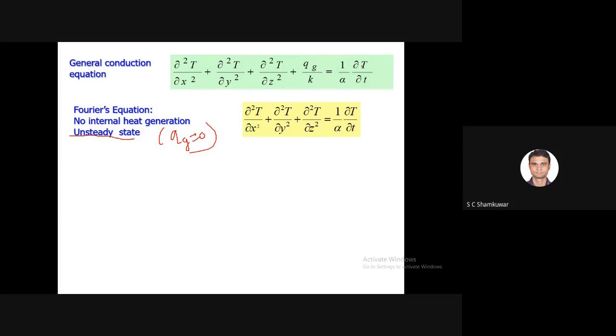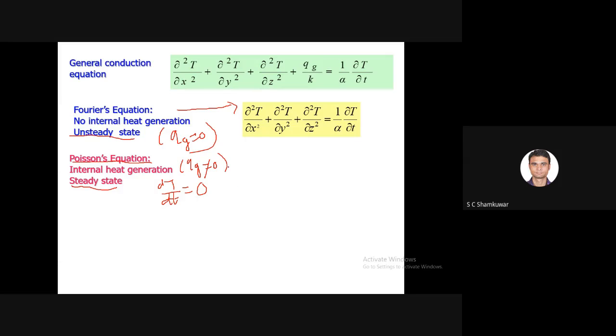It applies for unsteady conditions, which means the temperature will change with respect to time. This is the Fourier equation. Next is the Poisson equation. In the Poisson equation, Qg will not be equal to 0, so there will be heat generation, but it is steady state. Steady state means the change in temperature with respect to time will be 0, as any quantity changing with respect to time will be 0.